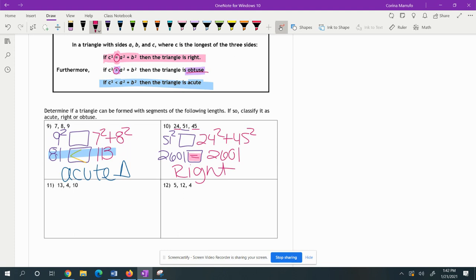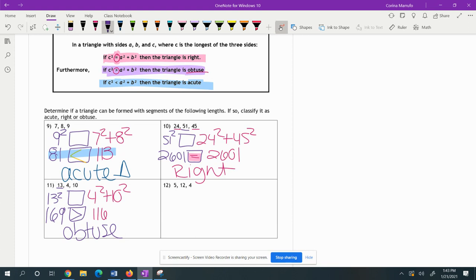All right, the next one. We have 13, 4, and 10. We do the same thing. My biggest side is 13, so we're going to do 13 squared, and wait for the sign that goes in the middle. Then a squared plus b squared, which is 4 squared plus 10 squared, is 116. And 13 squared is 169. 169 is greater than 116, so when it is greater than, that means that we have an obtuse triangle.